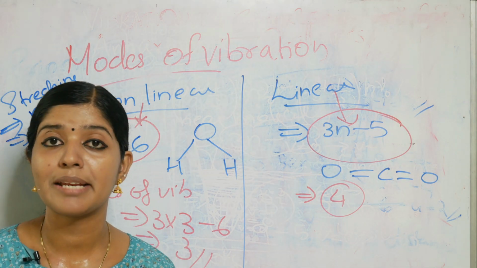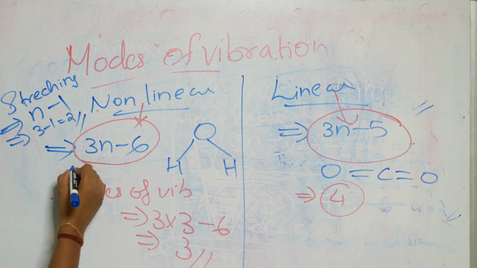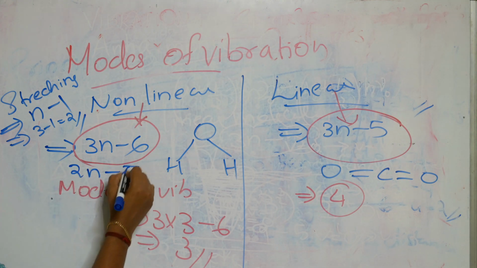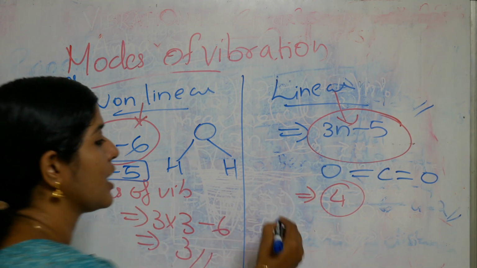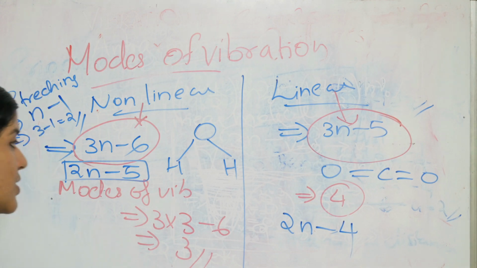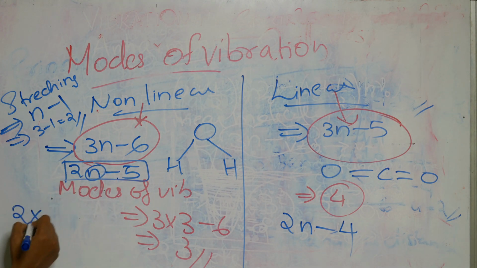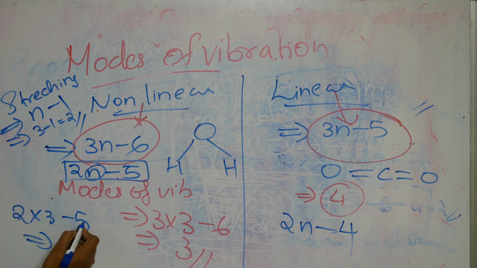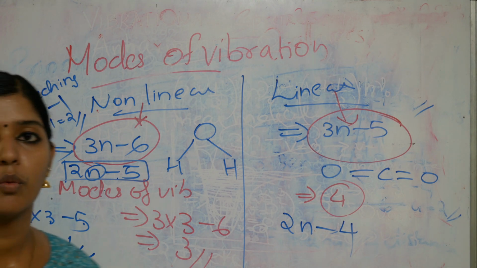Now how to calculate bending modes of vibration? Bending modes of vibration are calculated using the equation 2n minus 5. Here, for the linear molecule we had the equation 2n minus 4, but in the case of a non-linear molecule we have the equation 2n minus 5. So in the case of water, the number of atoms will be 3. So 2 into 3 minus 5. 2 into 3 is 6, and 6 minus 5 is 1. So the number of bending modes of vibration is 1 for a water molecule.